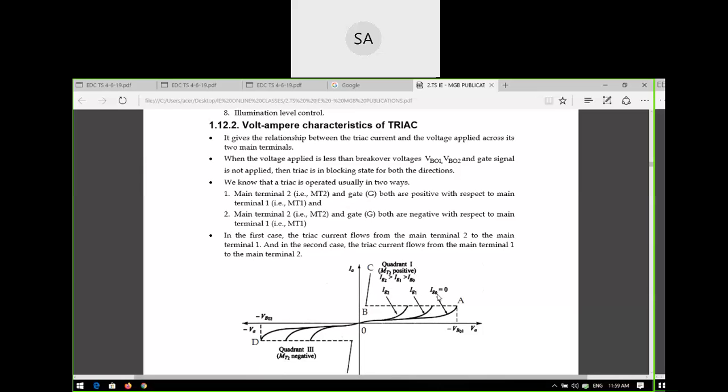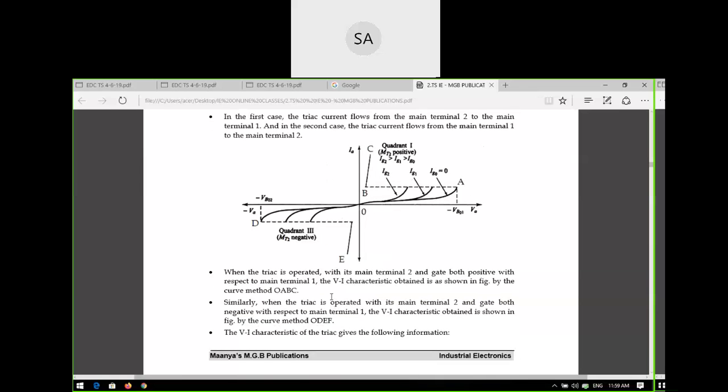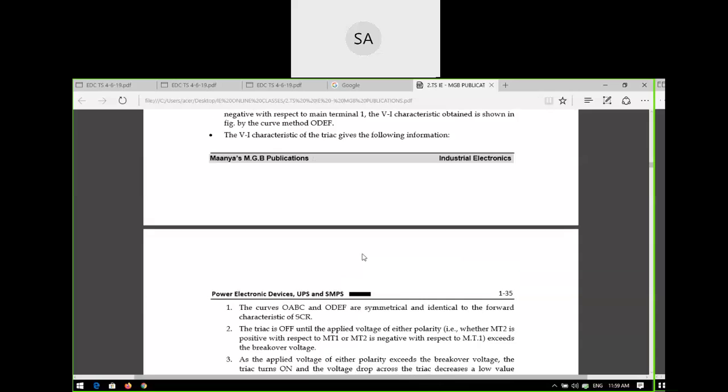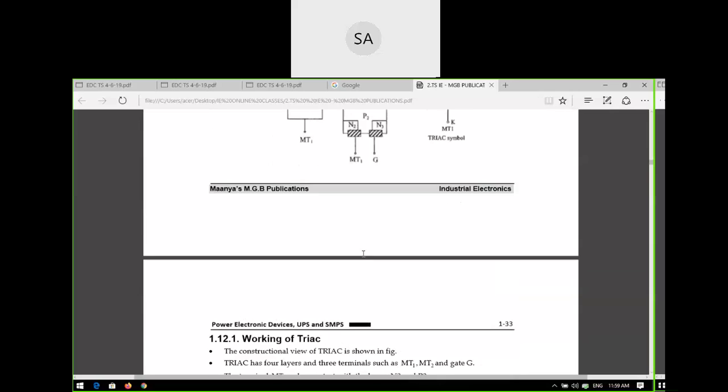In the first quadrant you draw the characteristics with MT2 positive, whereas in the third quadrant MT1 is positive, that means MT2 is negative. So both ways you can convey it. If MT2 is positive in the first quadrant, then MT2 is negative in the third quadrant, or MT1 is positive in the third quadrant. Like this you can have the characteristics. So this is the characteristics of the DIAC and TRIAC.